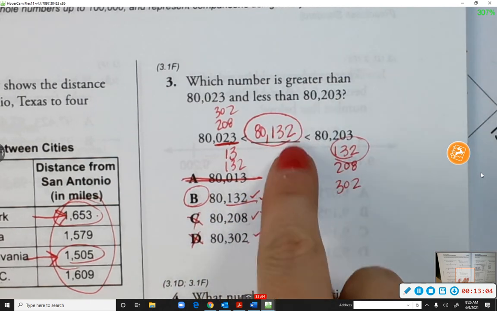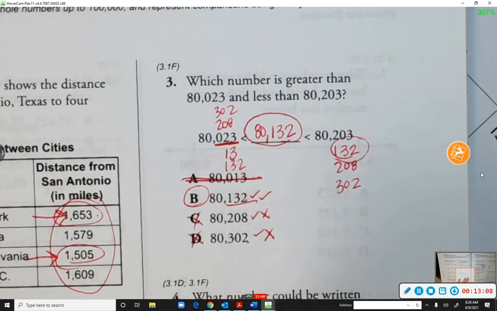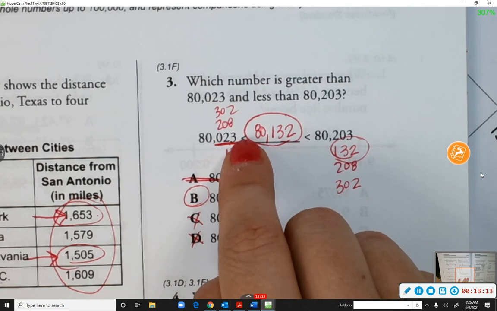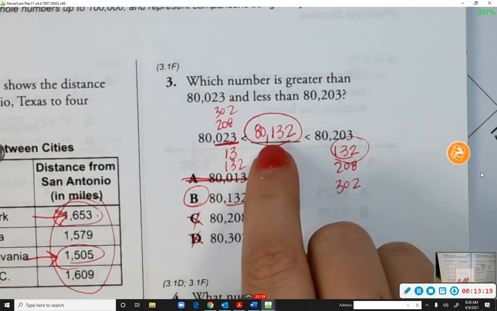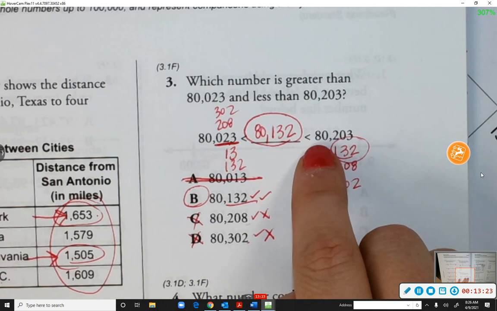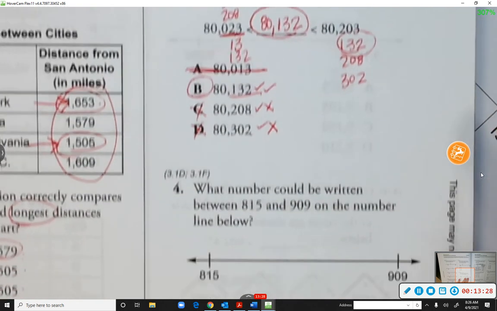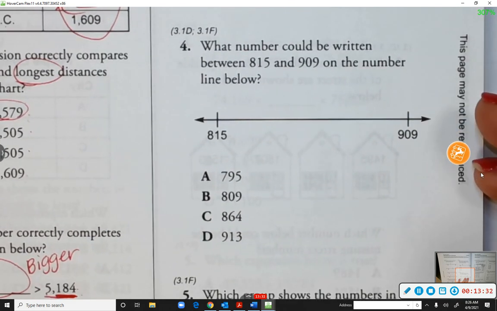When you get your test, go ahead and put that number in the middle and then read it all the way and see if it works. 80,023 is less than 80,132. Is that correct? Yes. 80,132 is less than 80,203. Yes. Okay, so number 4, what number could be written between 815 and 909?